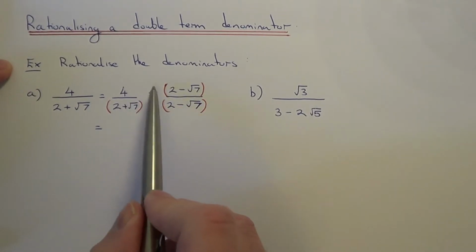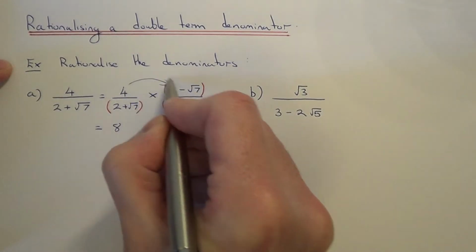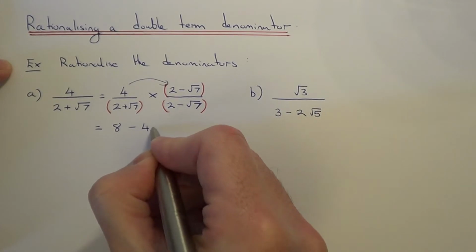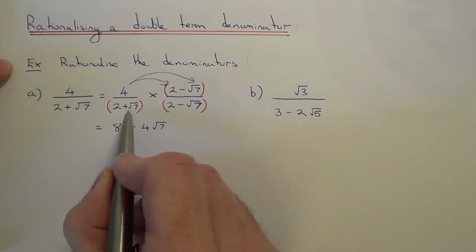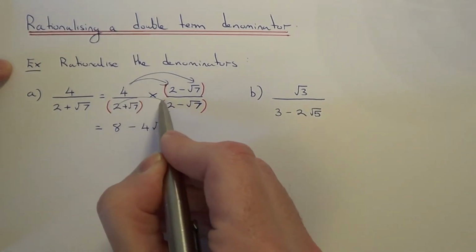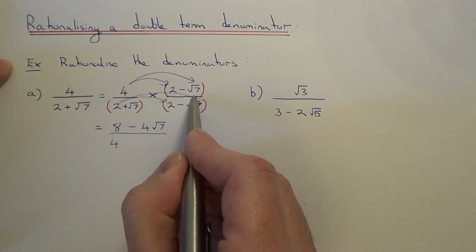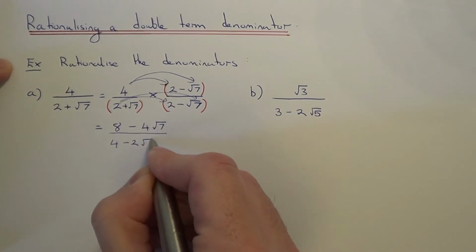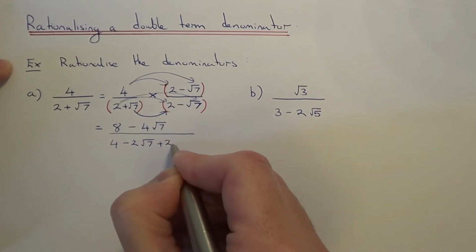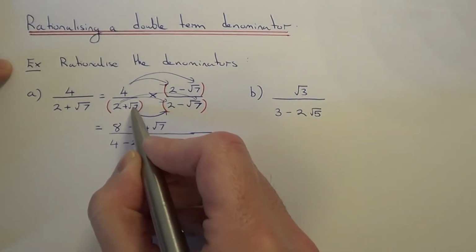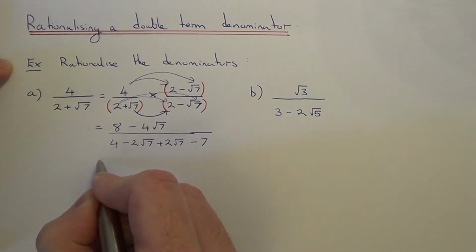So on the top we have a single bracket. So 4 times 2 is 8. 4 times minus root 7 is minus 4 root 7. On the denominators then we have double brackets. So 2 times 2 is 4. 2 times minus root 7 is minus 2 root 7. Root 7 times 2 is 2 root 7, and root 7 times minus root 7 is minus 7.